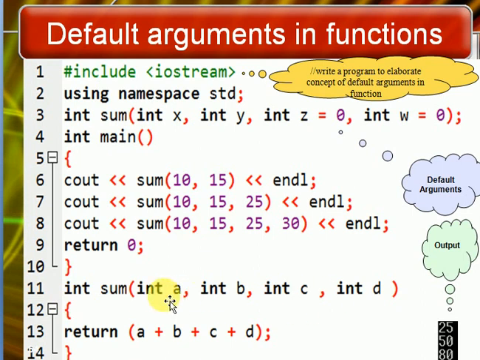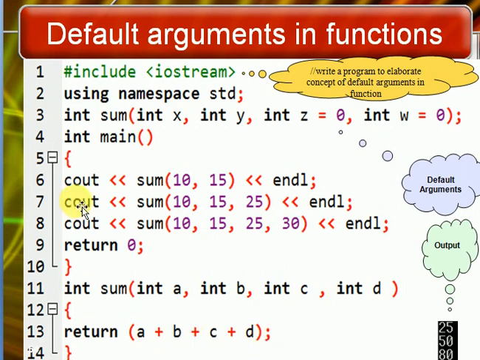Int a will receive value 10, b will receive value 15. Since we are not passing the third and fourth values, the third and fourth values will be taken from z is equal to 0 and w is equal to 0, that is, the default arguments. So return the sum of these 4 values.